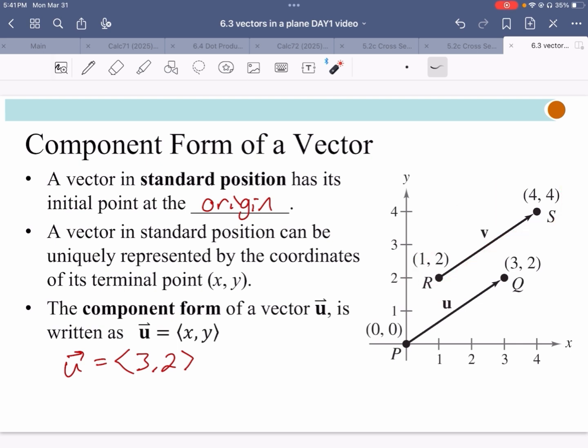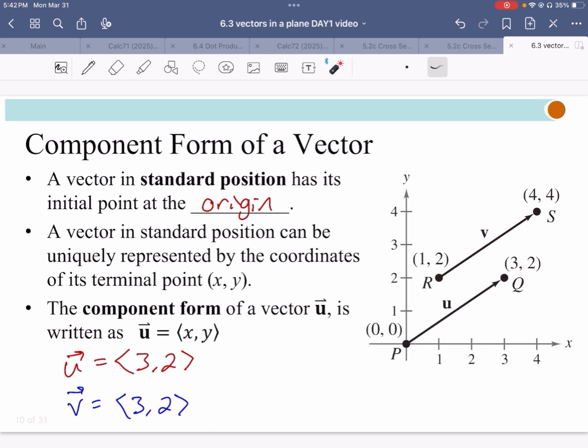Now here's something that's kind of crazy. Well, maybe not crazy. Vector RS starts at R and goes to S, and you can see the initial point is at 1, 2, and the terminal point is at 4, 4. This vector is equal to vector U, so we can also say that vector V has components 3, 2. Basically, that means that from the initial point, you travel over 3 units and up 2 units, and then you get vector V.